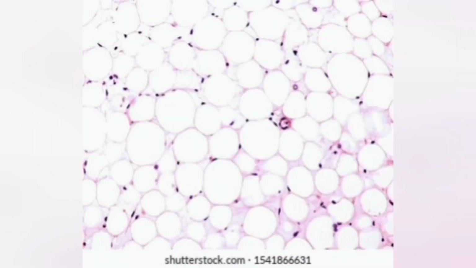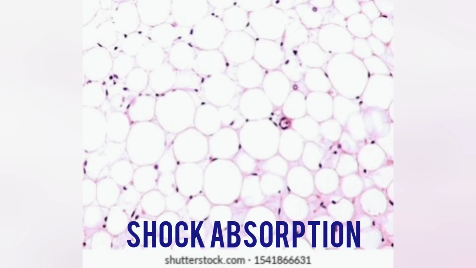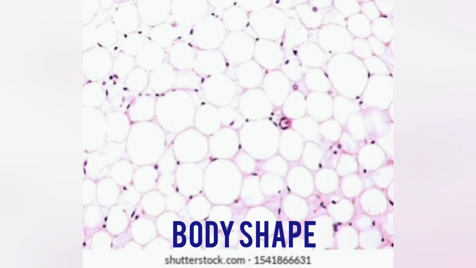What are the locations? They are located in the subcutaneous region, as cushions around eyes, heart, kidneys, blood vessels and inside yellow bone marrow. Functions: storage. Adipose tissue is a storage tissue for fat. Shock absorption. It forms shock absorbing cushions. Adipose tissue forms an insulating layer below the skin, so it helps in insulation. And body shape. It rounds off body contours and provides shape to various body parts.